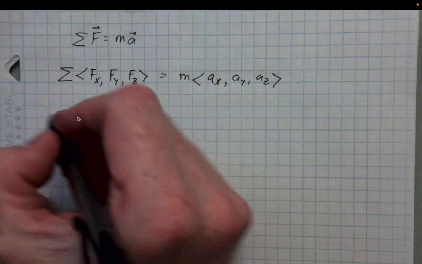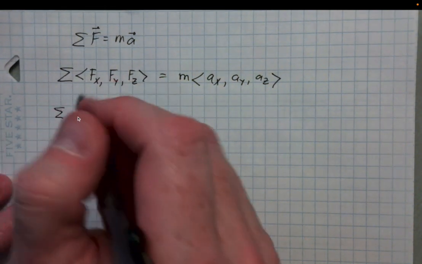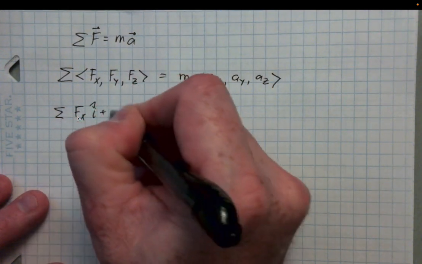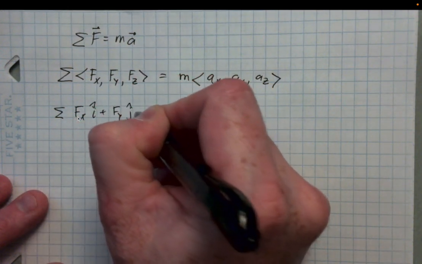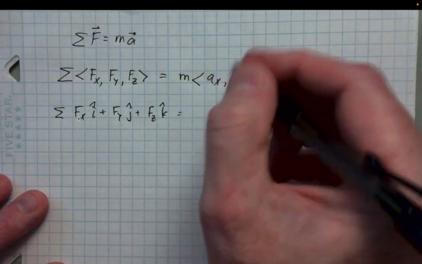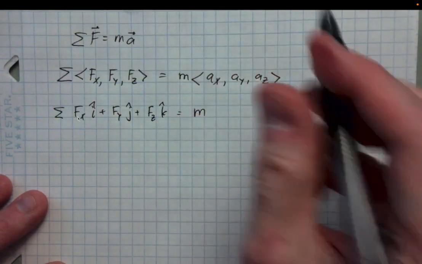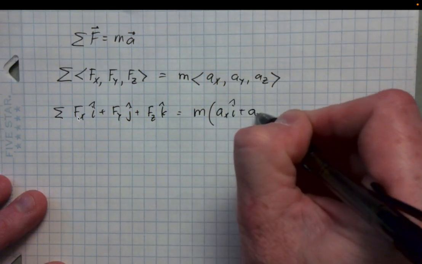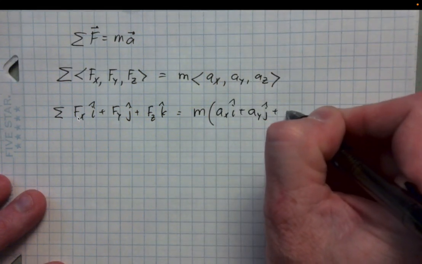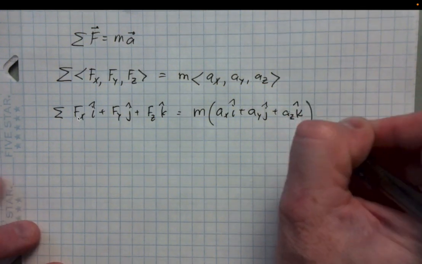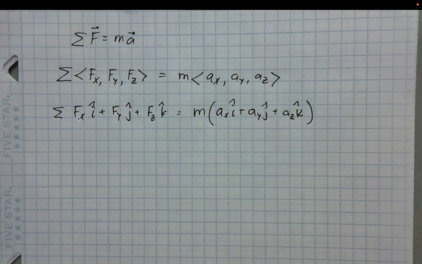Right, another way, if you like the ijk notation more, you could write F sub x i hat plus F sub y j hat plus F sub z k hat, equal to the mass times a sub x i hat plus a sub y j hat plus a sub z k hat. All right, so you can write it like that.